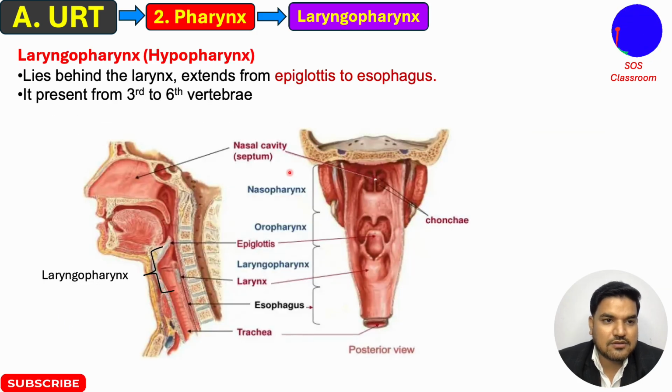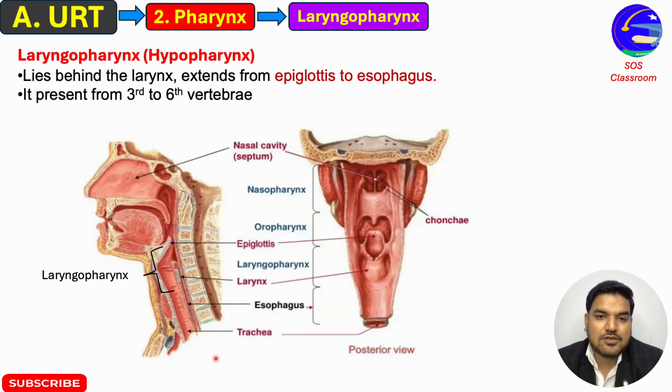And next, the third part is the laryngopharynx, also called the hypopharynx. You can see the nasopharynx, oropharynx, and laryngopharynx. The laryngopharynx starts from the epiglottis to the esophagus. It is present from the third cervical vertebra to the sixth cervical vertebra. So the pharynx is present from the first cervical vertebra to the sixth cervical vertebra.